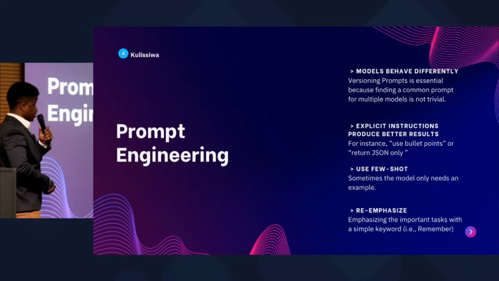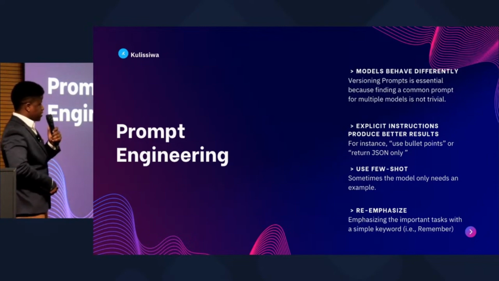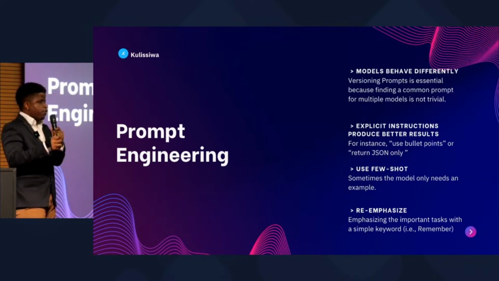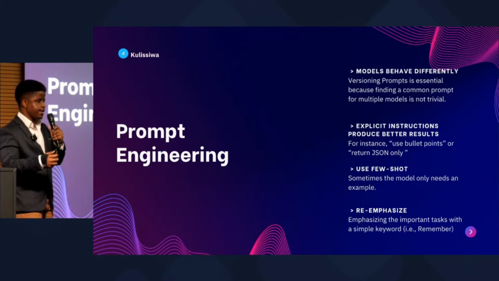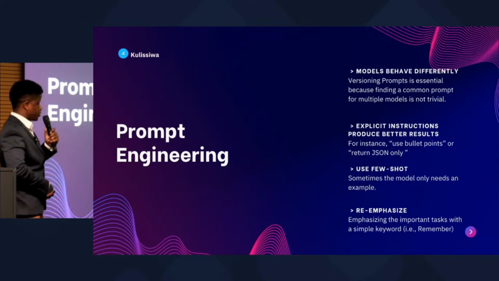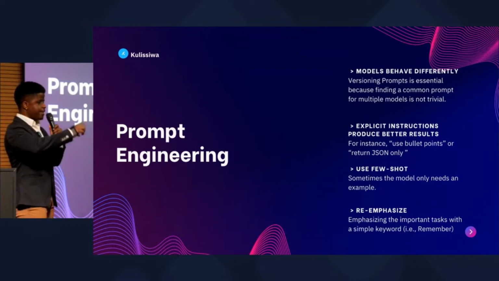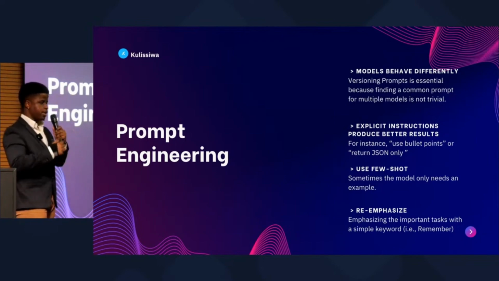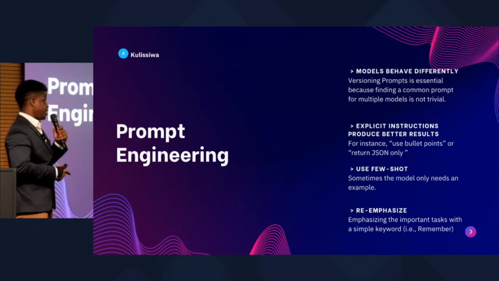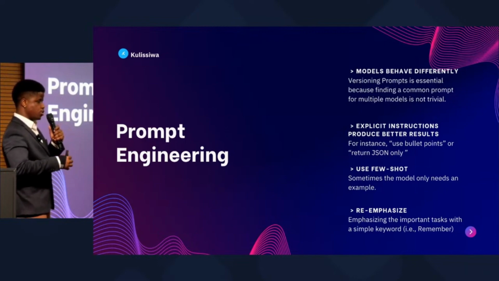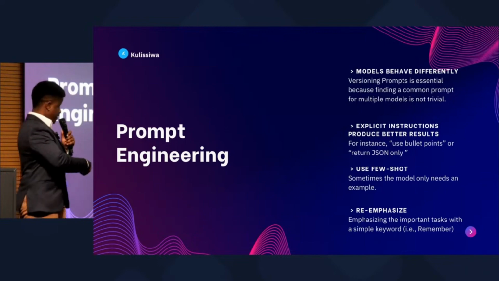Then you have explicit instructions. So it's better to say use bullet points, return JSON only, than, I want you to format the answer nicely, right? So be more explicit in your instructions. Another one is, if you can, use few-shot. So give the model an example of what you want the answer to look like, and these models are pretty good at understanding and picking up those ideas. Even if it's just one example, two examples, test out and see how many examples it takes to teach the model a new behavior.